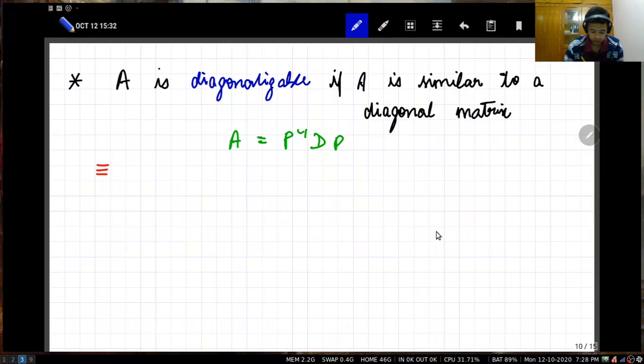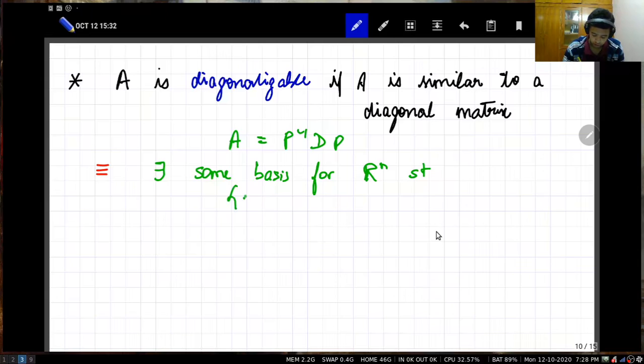This means that there exists some basis for R^n, let's call this v1, v2 up to vn. So there exists some basis such that each vi is an eigenvector.